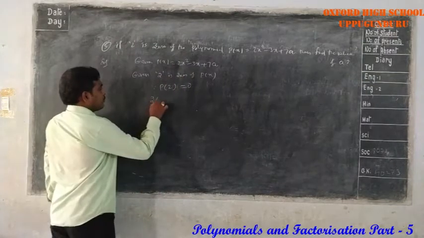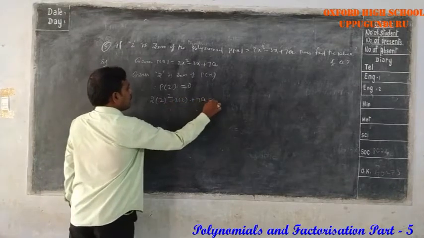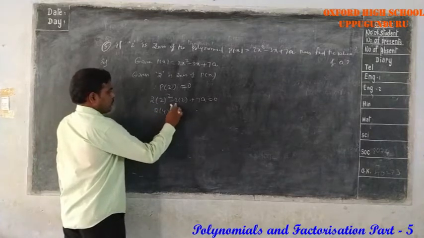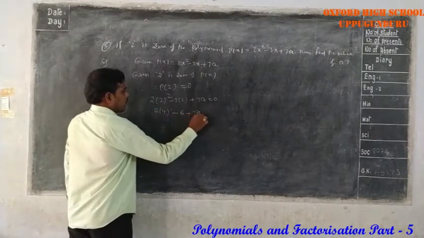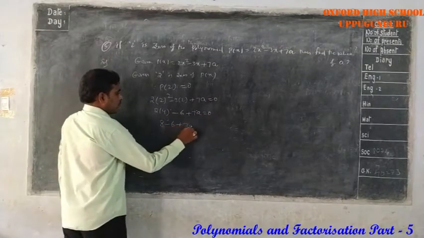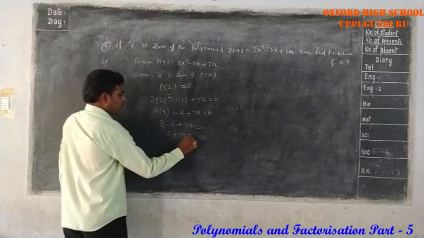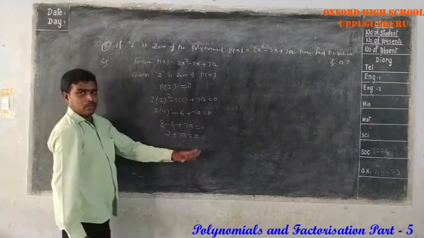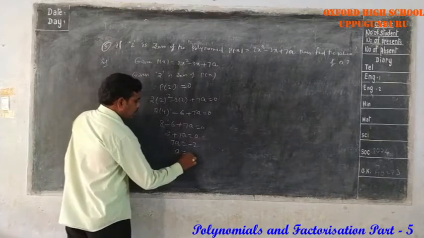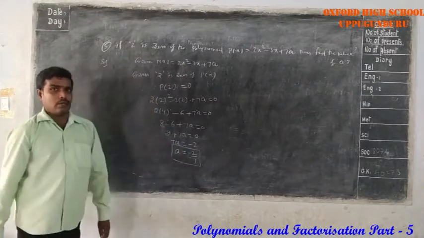So 2 into 2 square minus 3 into 2 plus 7a equal to 0. 2 square value is 4. So 2 into 4 minus 3 into 2 is 6 plus 7a equal to 0. 2 fours are 8 minus 6 plus 7a equal to 0. 8 minus 6 is 2. 2 plus 7a equal to 0. Now transposing 2 to the right side, 7a equal to minus 2. a equal to minus 2 by 7. So in this way you can find a value.